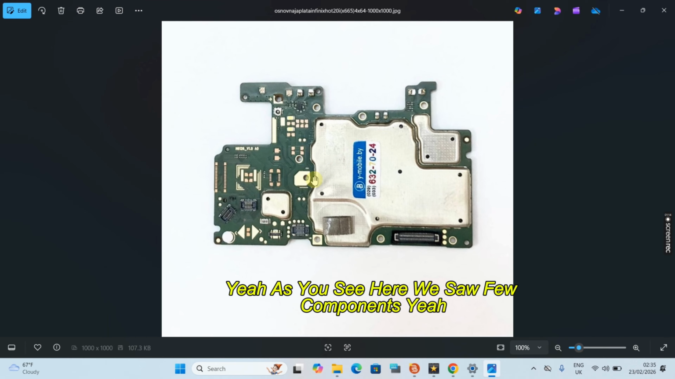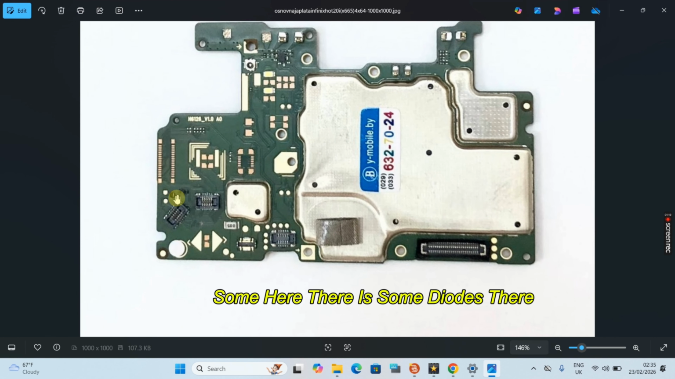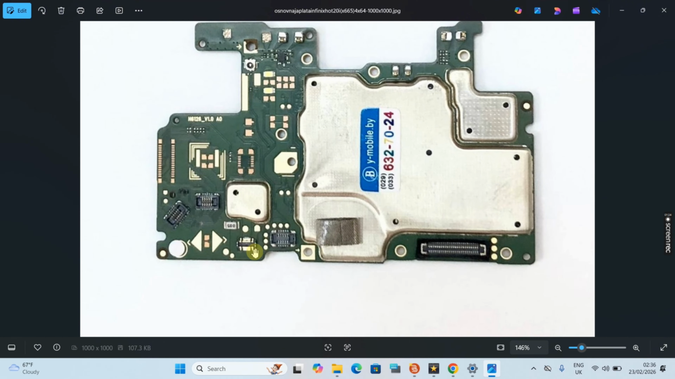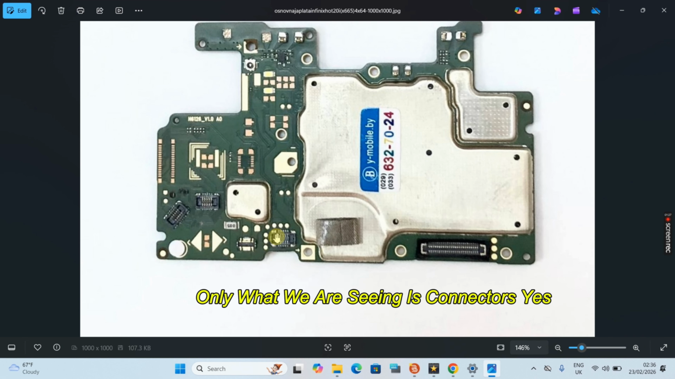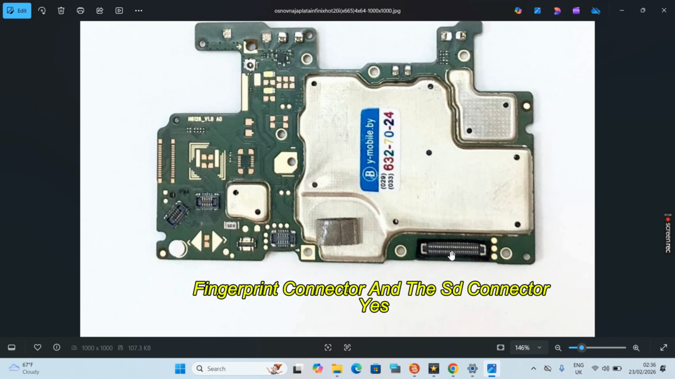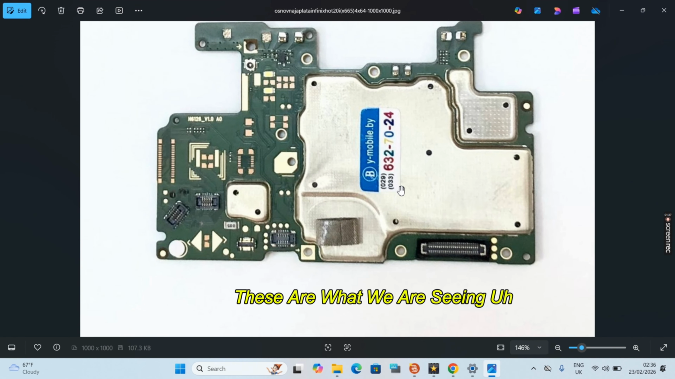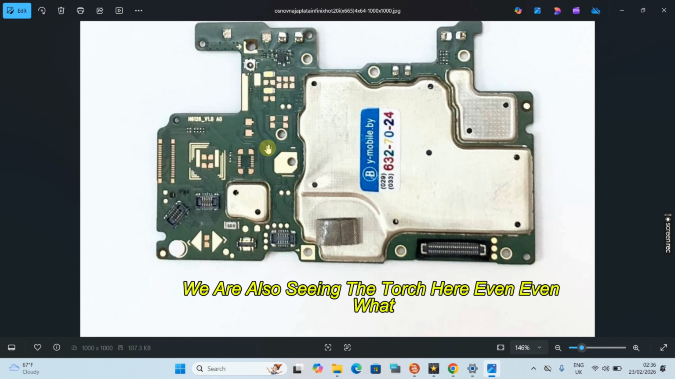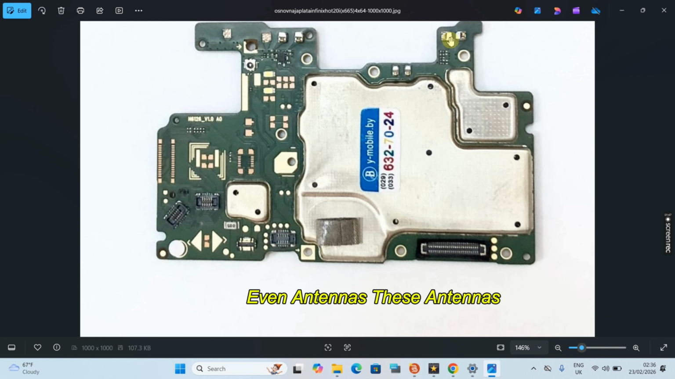As you see here, we see few components. Somewhere there are some diodes. Here there is a small IC. Only what we are seeing is connectors: battery connector, fingerprint connector, and the LCD connector. We are also seeing the touch here, even antennas. These are antennas.